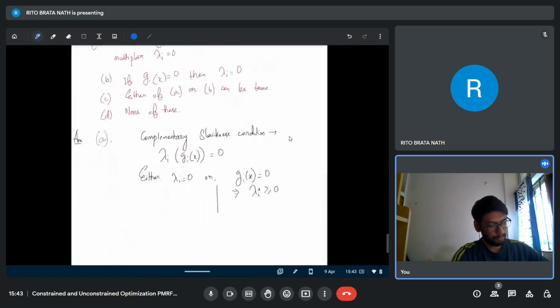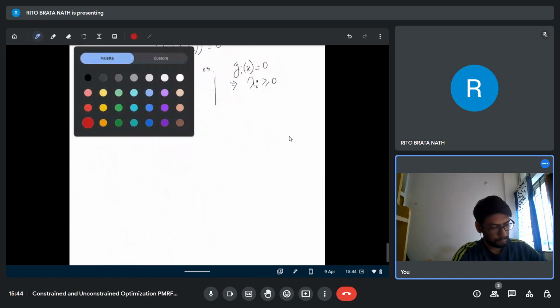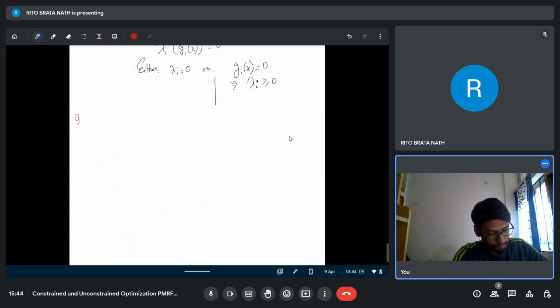Now let me move on to the ninth problem. So this problem has some issues, I think, as well. While solving it, I don't know how they got the answer, but I think that's not the correct answer. But anyway, let me check if I'm getting it or not.